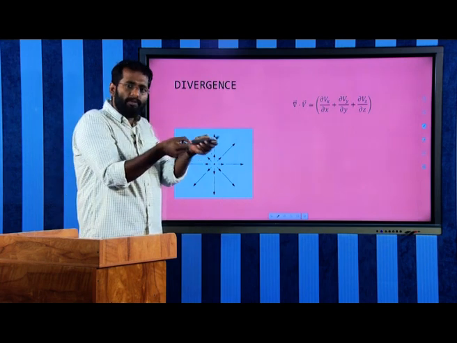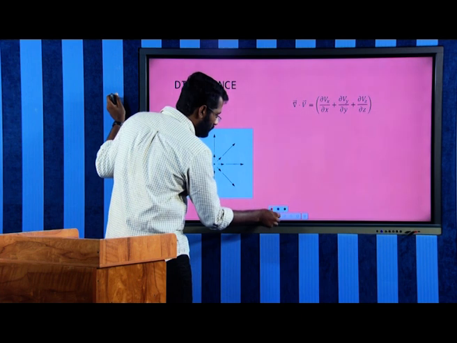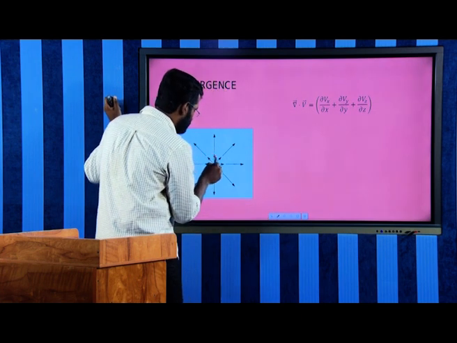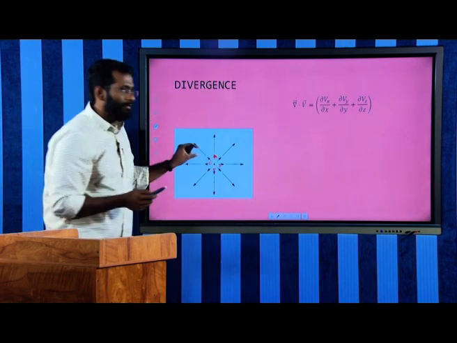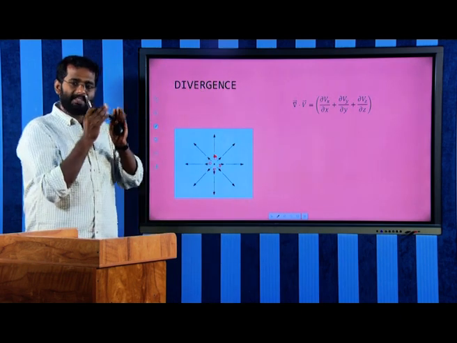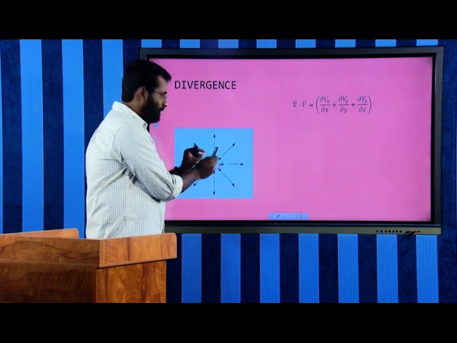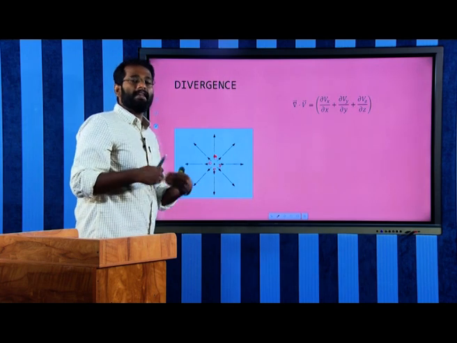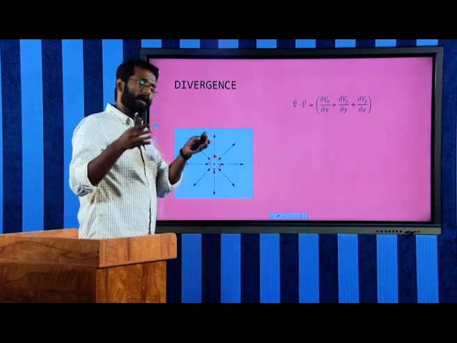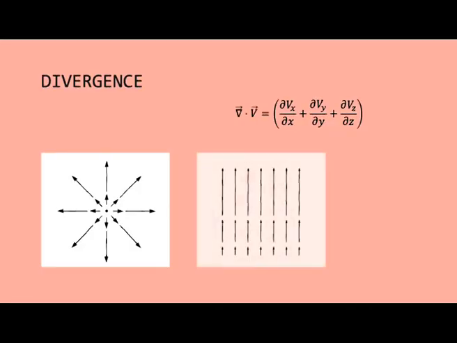Imagine that I am putting 3 or 4 thermocol balls here, and if the gap between them stays the same, then there is no divergence. If, due to the fluid flow, the gap between them is increasing, then we can say there is a divergence. If they come closer, then also there is divergence, decreasing or increasing.